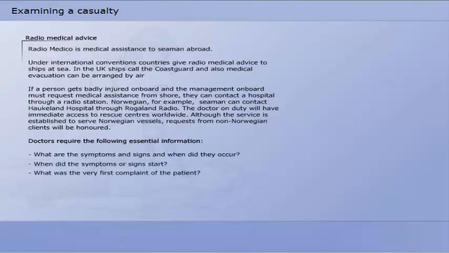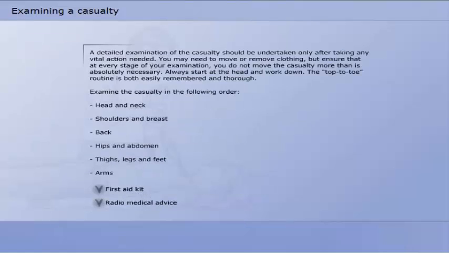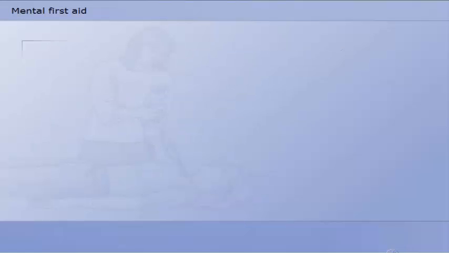Doctors require the following essential information. What are the symptoms and signs, and when did they occur? When did the symptoms or signs start? What was the very first complaint of the patient? What are the findings upon examination? General impression: looks ill, looks well, consciousness, clear-minded, confused, unconscious, face colour, sweating, temperature, pulse, respiration rate.